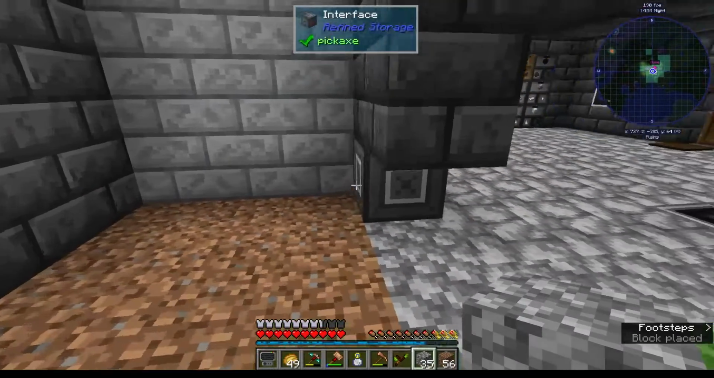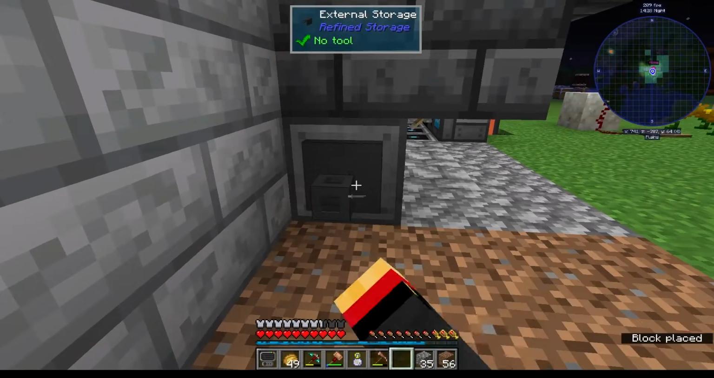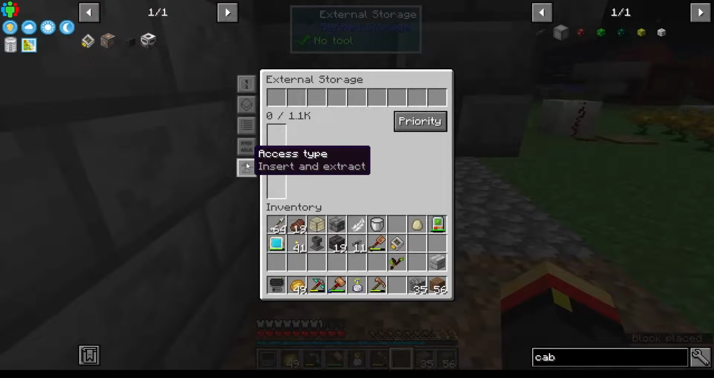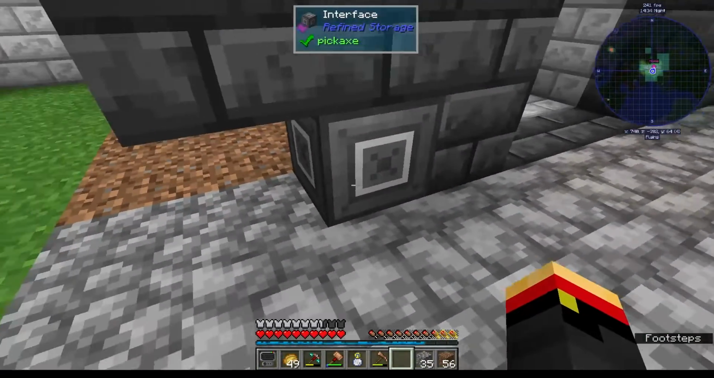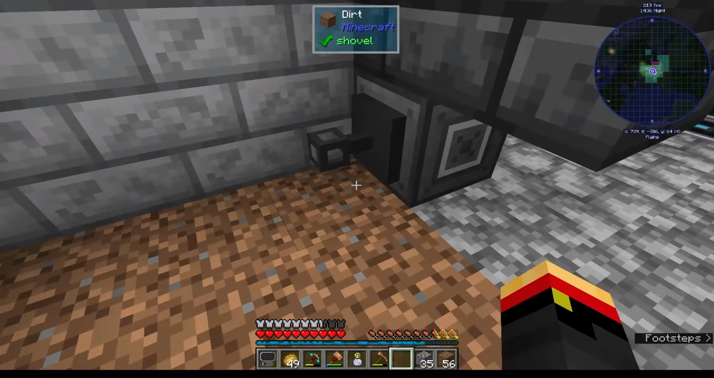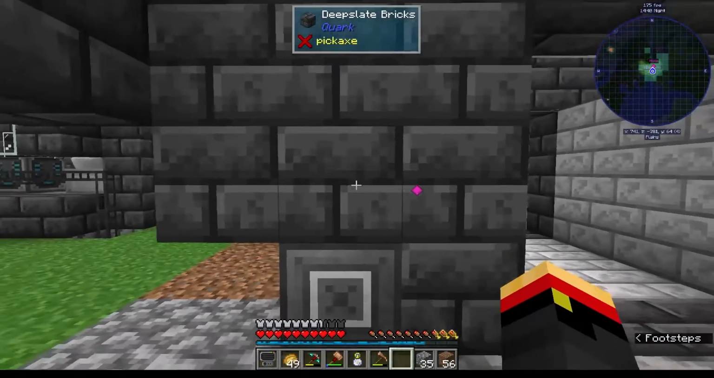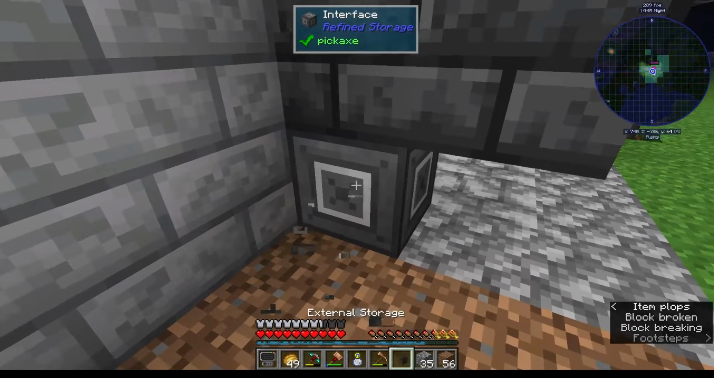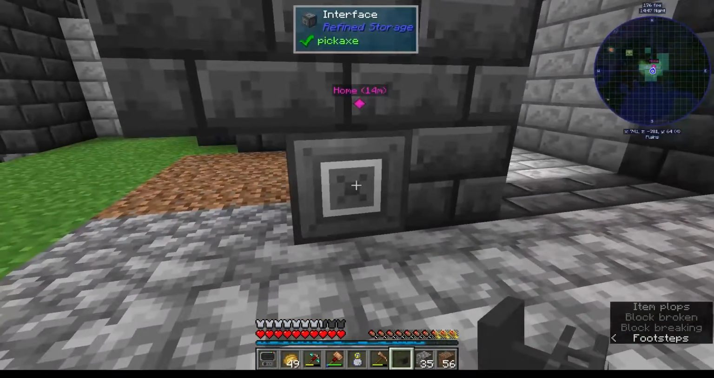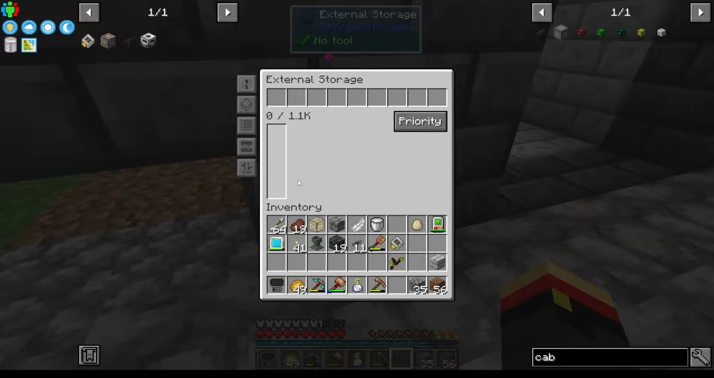Okay, so what we need to do is put an external storage on the back of this guy. And then we say extract only. And yeah, I know it seems weird to have a cable without anything attached to it, but it is what it is. So it's fine. Although I might put that on the front instead. Yeah, I think I will. They look weird either way.